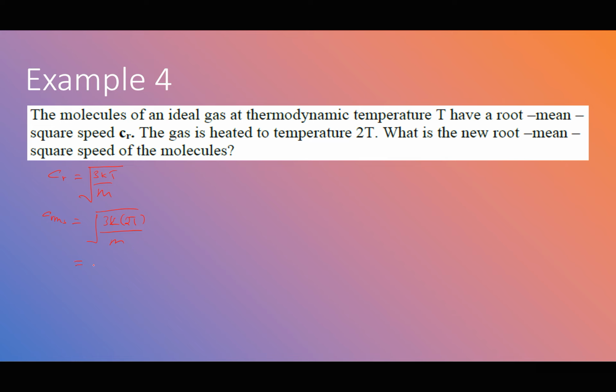When we simplify this mathematically, this becomes root 2 multiplied by the square root of 3kT divided by m. That means this becomes root 2 times the first value of Cr. So the second root mean square speed of the molecules will be the square root of 2 times the first root mean square speed of the molecules. That is just a simple mathematical question.